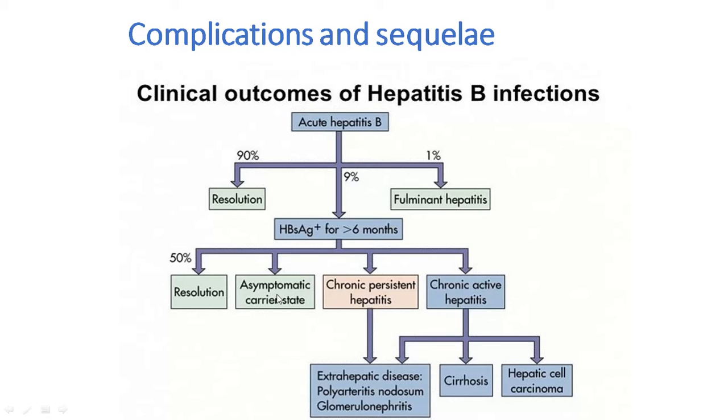The others can be in a carrier state, asymptomatic, then chronic persistent hepatitis, and then chronic active hepatitis. The active hepatitis is more dangerous. It can lead to extrahepatic disease in the form of vasculitis like PAN, that is polyarteritis nodosa, or glomerulonephritis, cirrhosis, as we know, and hepatocellular carcinoma. So these are the sequelae of hepatitis B infection.